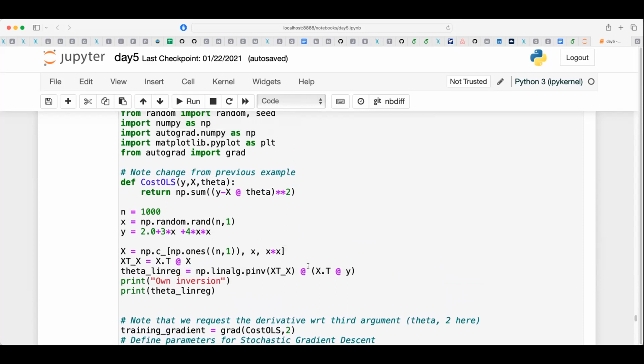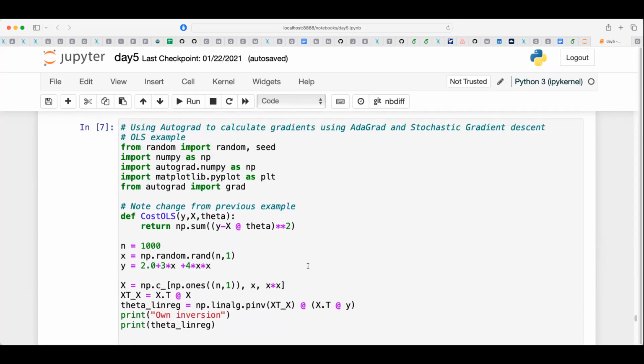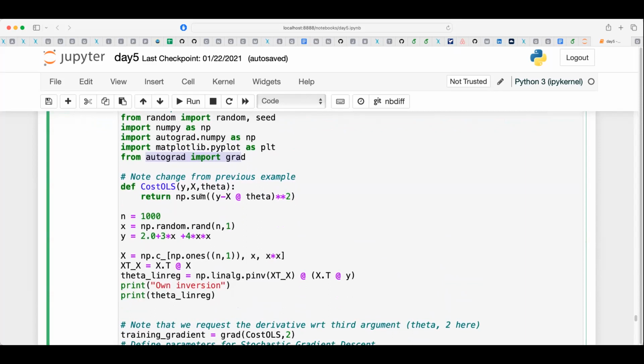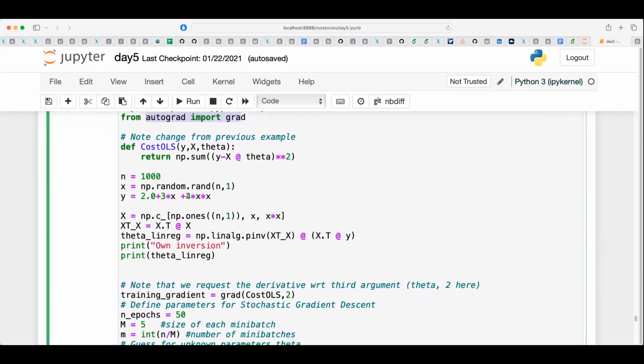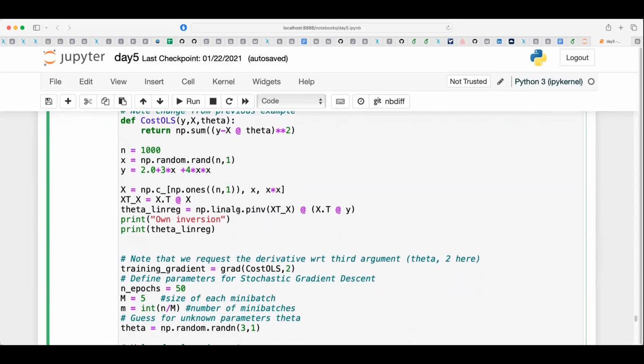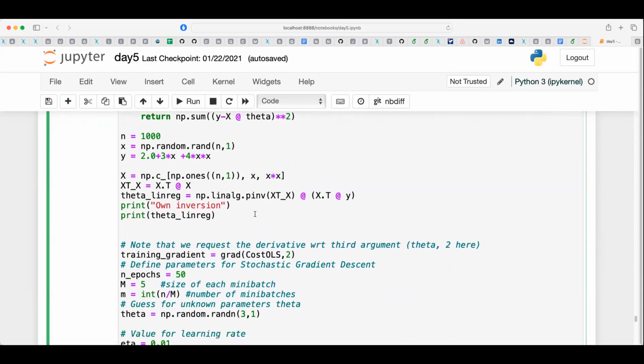So here I'm using automatic differentiation, as you can see. I import AutoGrad. I'm setting up my cost function, which now doesn't include the factor 1 over n, because I'm including that explicitly when I calculate the derivatives of the mini batches. I have 1,000 points. I have a simple polynomial. I do a standard ordinary least squares, matrix inversion.